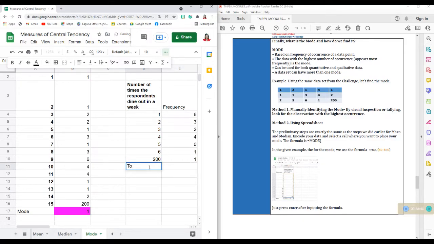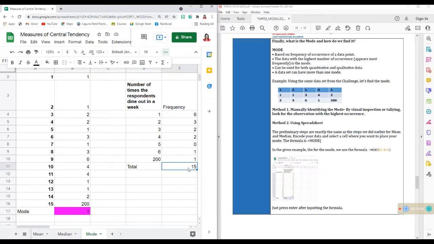So, itali natin. Dapat ang total nito ay 15. So, 15 ba? Ba't 17 to? Sobra yata ako. Ito, itong 4. Ito nga lang pala to. Sorry. Ayan. So, 15. Meron tayong 15 respondents all in all.